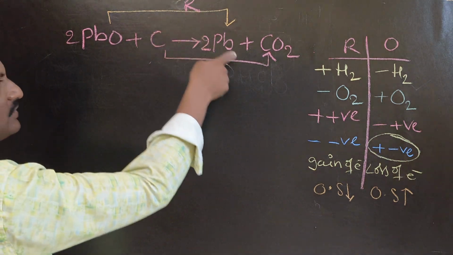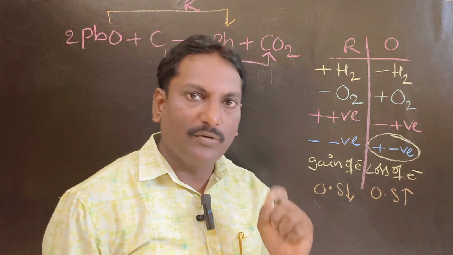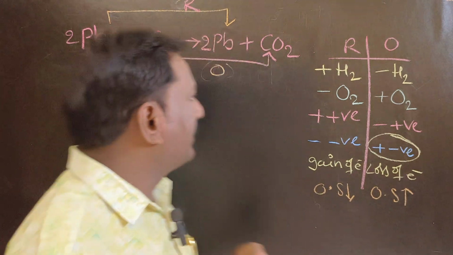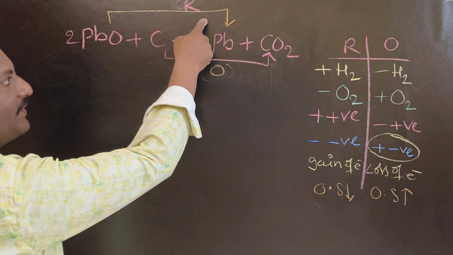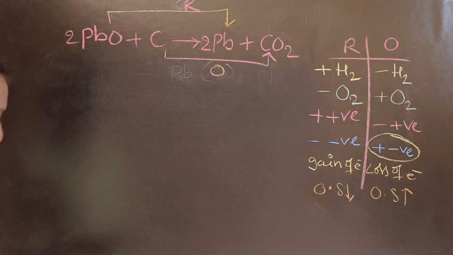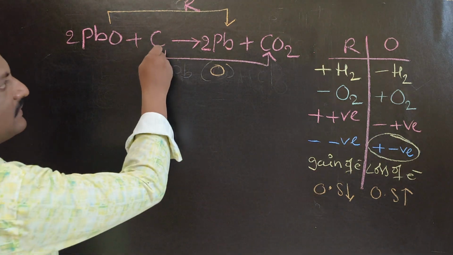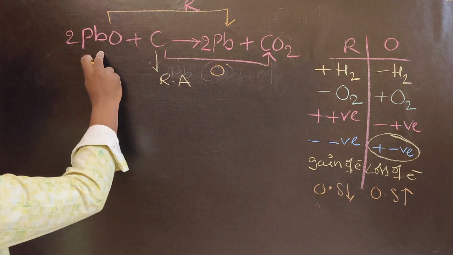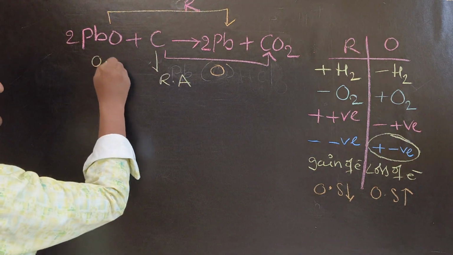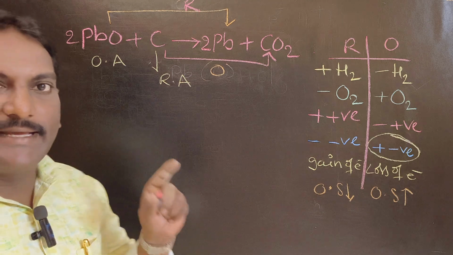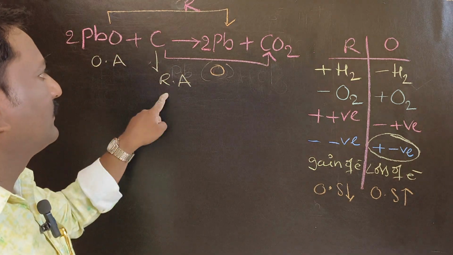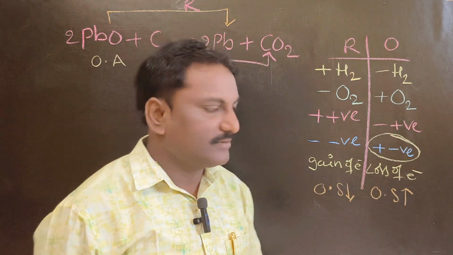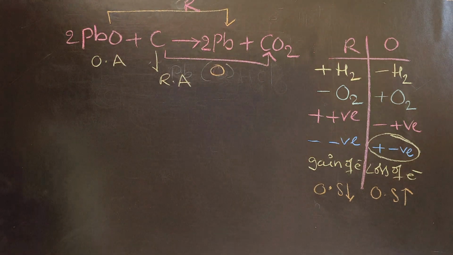This one is reduction, this one is oxidation. Category number one we have done. Second one is which one is getting oxidized, which one is getting reduced. Here lead oxide is getting reduced, carbon is getting oxidized. And which one is the oxidizing agent? The substance which undergoes oxidation is called a reducing agent. The substance which undergoes reduction is called an oxidizing agent. Here lead oxide is acting as oxidizing agent and carbon is acting as reducing agent. Okay, right. So let us take one more example.